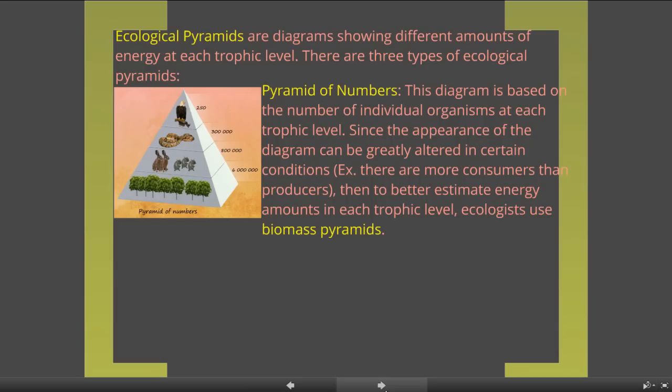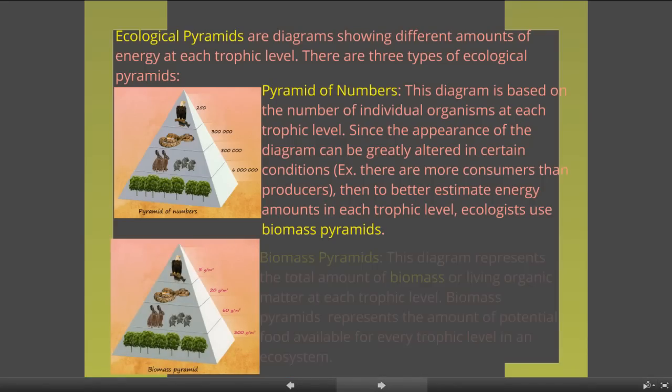A good example of this is caterpillars, which feed upon trees. Obviously the tree is much bigger than the caterpillar, and therefore the pyramid would be skewed. It would show it very narrow at the bottom, so one tree and thousands upon thousands of caterpillars within the second trophic level. And so another type of pyramid that's slightly better than that is a pyramid of biomass.